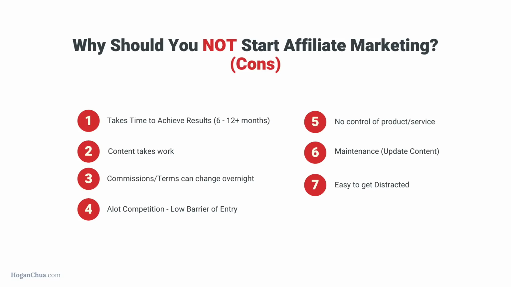So number 3, commissions and terms can change overnight. A few months ago, Amazon actually changed the terms. So the commission rate was cut in half or severely reduced. So it's really important to understand that when you're joining an affiliate program, the company can actually change the terms overnight, right? So that's why you want to be very selective with the types of products and affiliate programs that you sign up with. And also, once you become successful with it, you should start promoting more products as well to sort of mitigate that risk, okay?